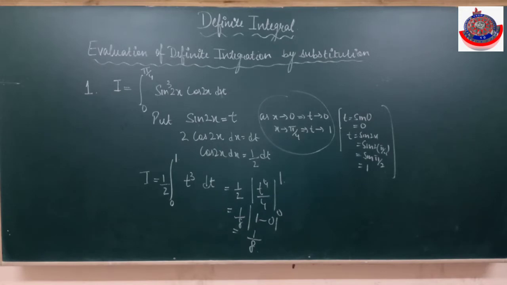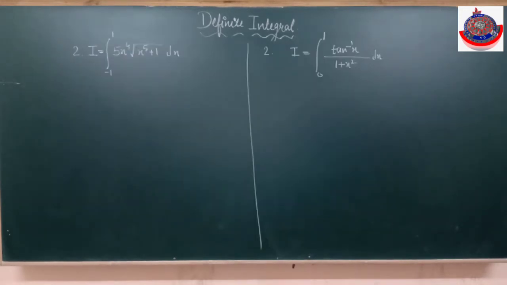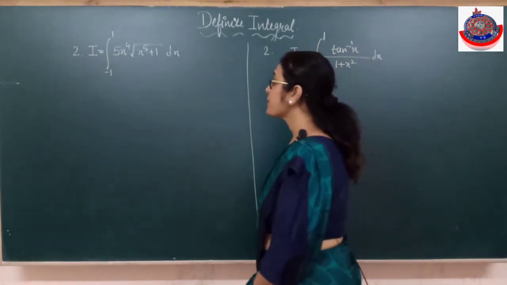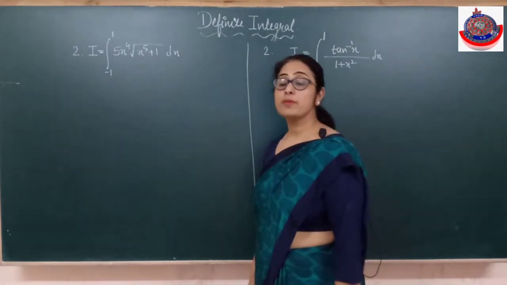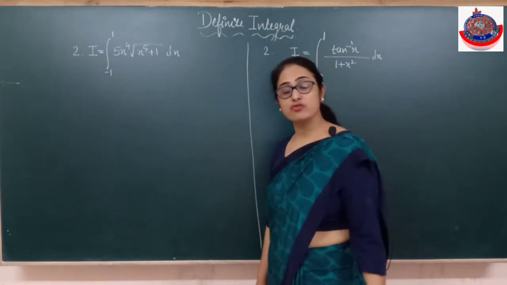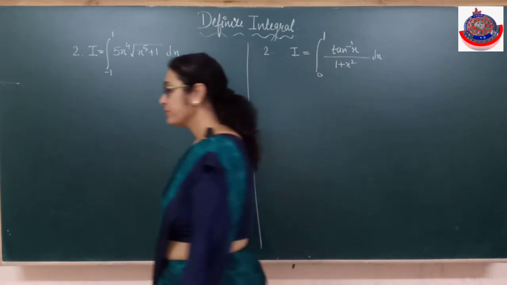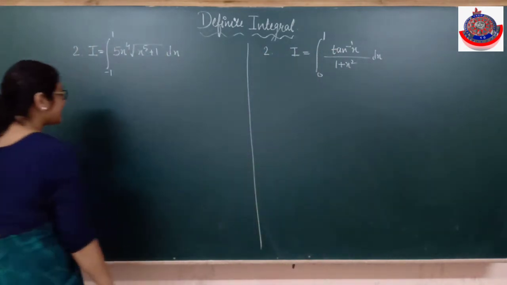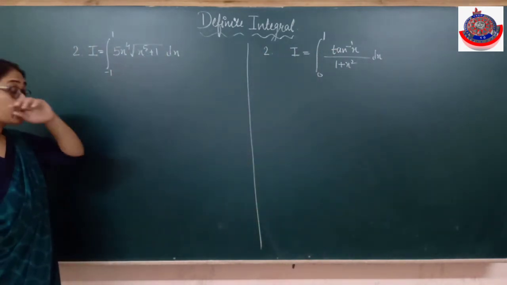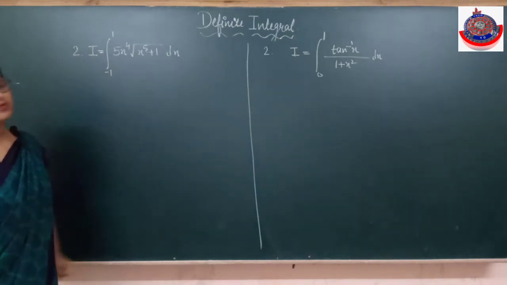So we'll pick up more examples so that things would be more clear to you all. See the second one. I had to integrate 5x raised to power 4 into under the root x raised to power 5 plus 1 from limit minus 1 to 1. Directly I don't know the integration of this function. So who will help me? Substitution method will help me.